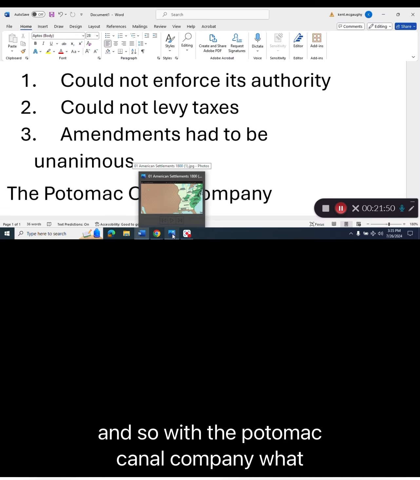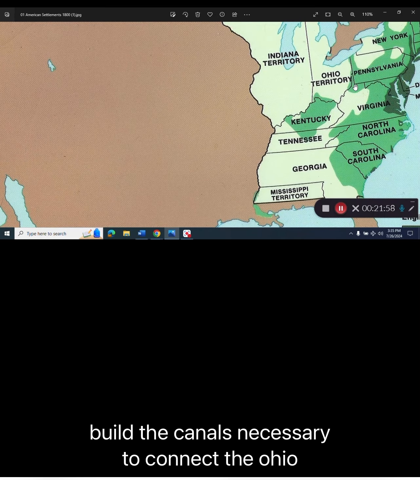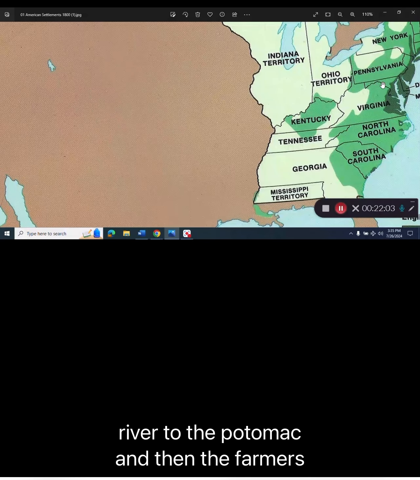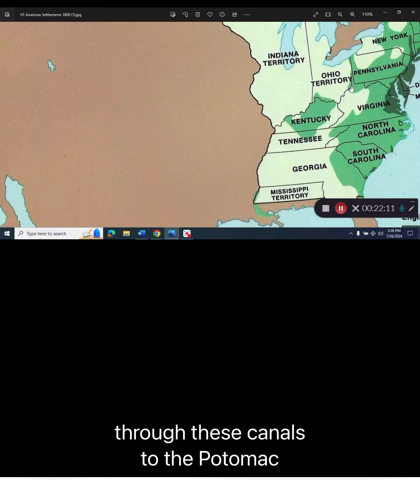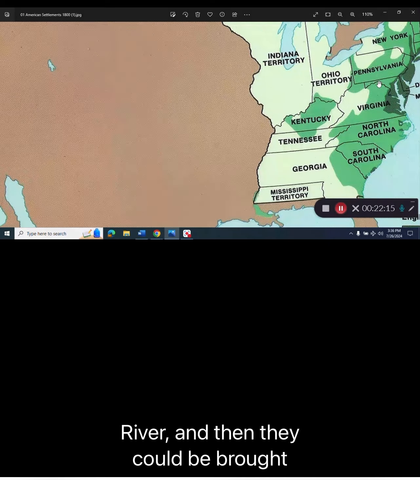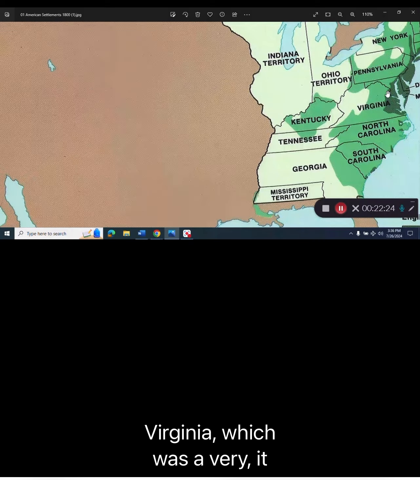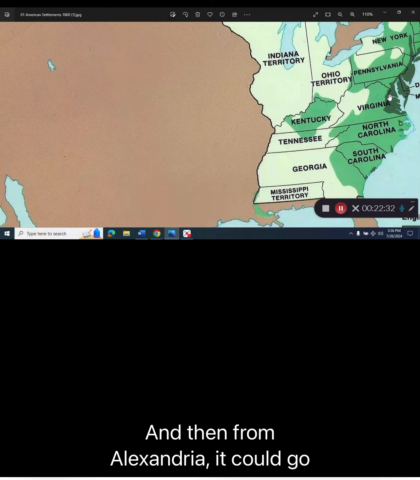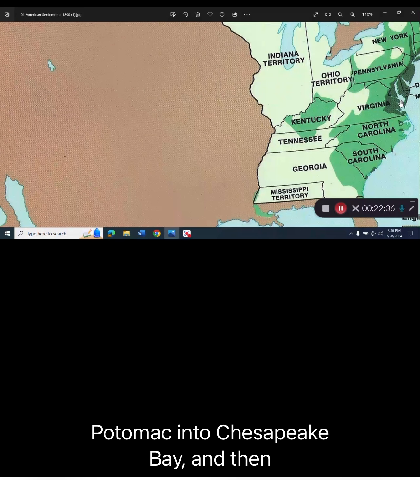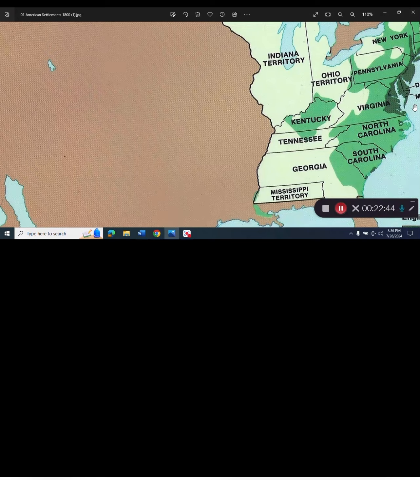And so with the Potomac Canal Company, what they had as their long-range plan was to build the canals necessary to connect the Ohio River to the Potomac. And then the farmers' products from the Ohio River Valley could be shipped up the Ohio River through these canals to the Potomac River. And then they could be brought down the Potomac River to Alexandria, Virginia, which was a large commercial port. And then from Alexandria, it could go further down the Potomac into Chesapeake Bay, and then from Chesapeake Bay into the Atlantic Ocean and out to the rest of the world.